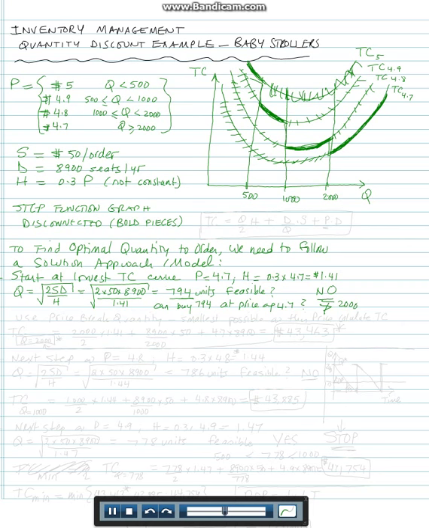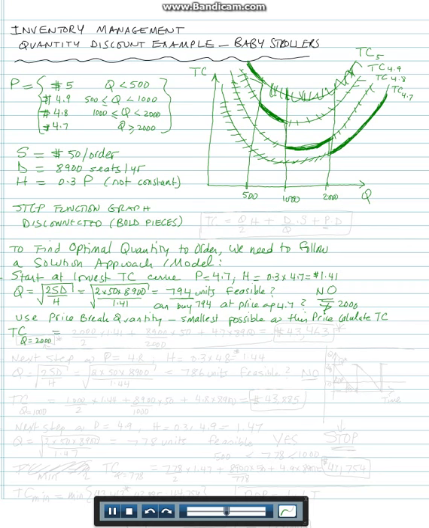the price break quantity. Use the price break quantity, which is the smallest quantity possible at this price, to calculate TC. So we're going to use TC at the quantity of 2,000 because that's the lowest price.